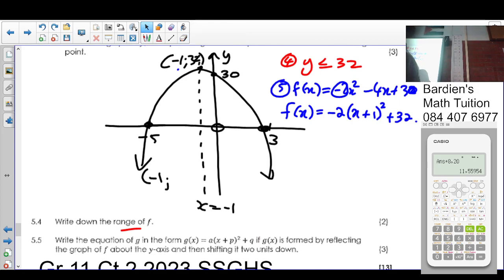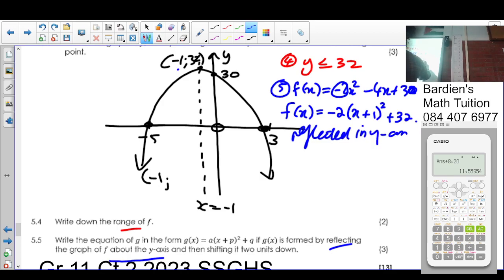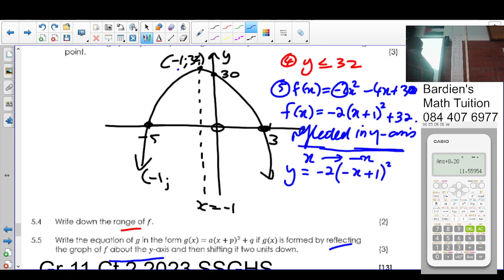Now, g of x is formed from f of x by reflecting it about the y-axis. So if something is reflected in the y-axis, what's the rule? Reflected in the y-axis, x becomes negative. So it's y is equal to -2 into (-x + 1) squared plus 32, not so?